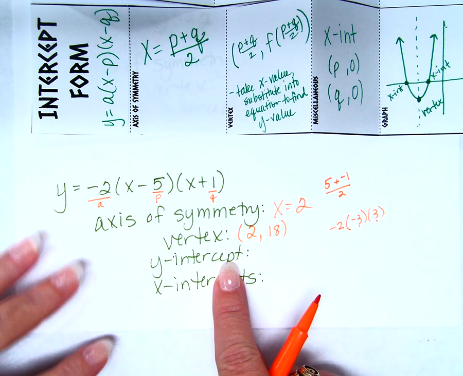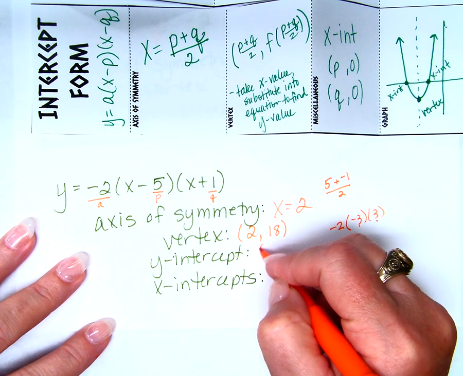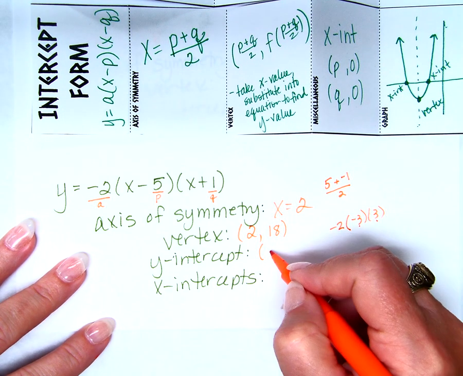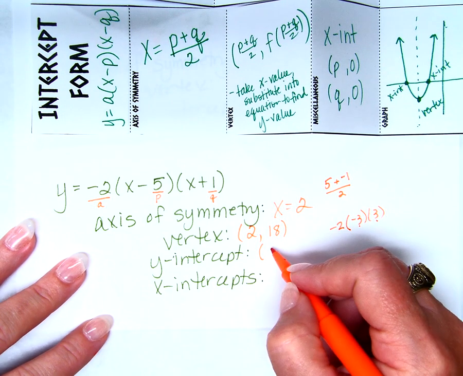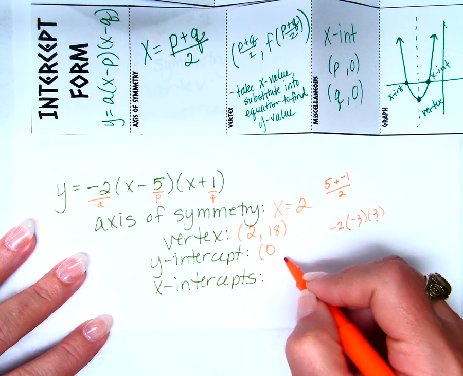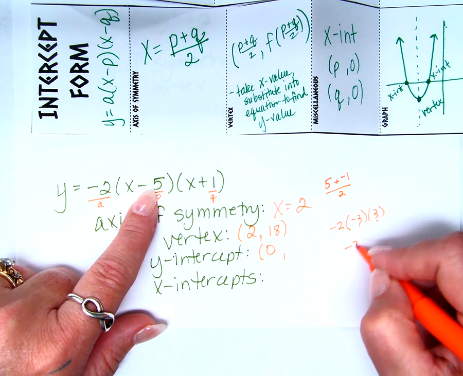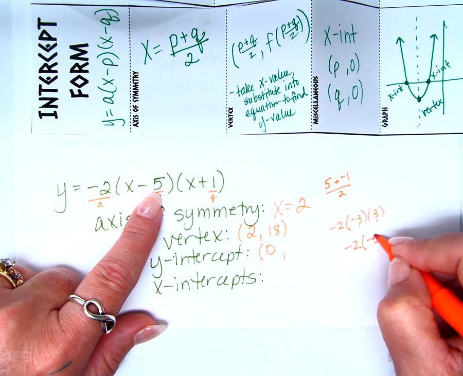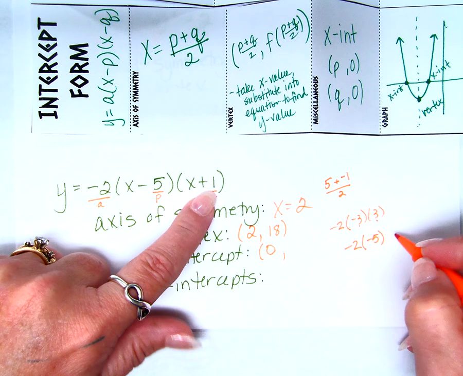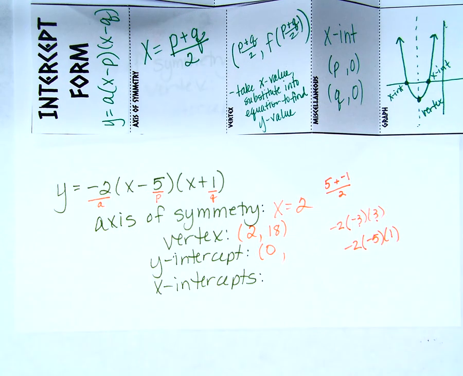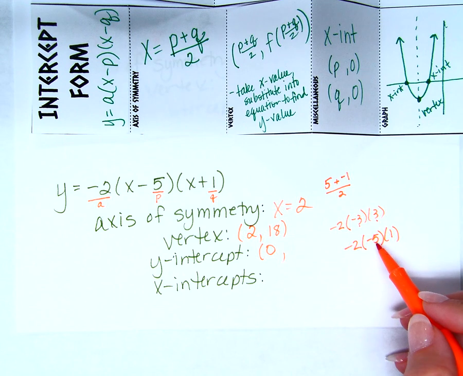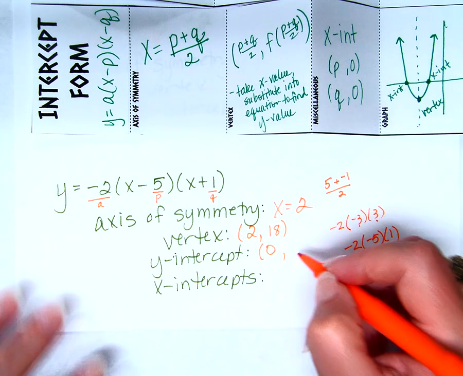How do I find a y-intercept? It's right there. What's true about every y-intercept? X is 0. So what if I let x equal 0? What's 0 minus 5? -5. And what's 0 plus 1? 1, right? So -2 times -5 is 10, times 1? 10.